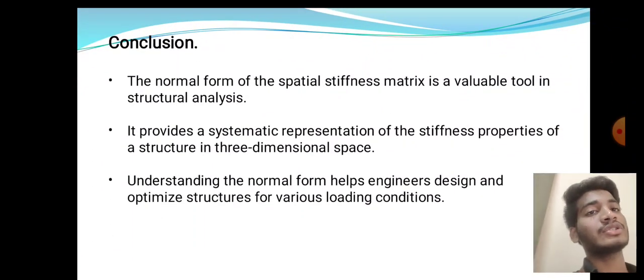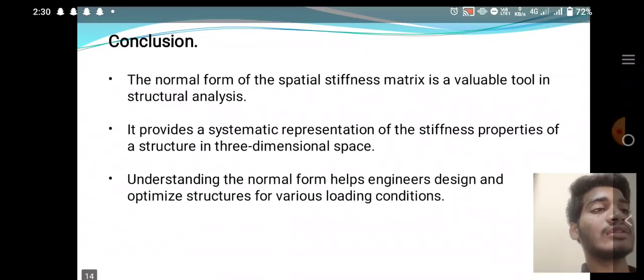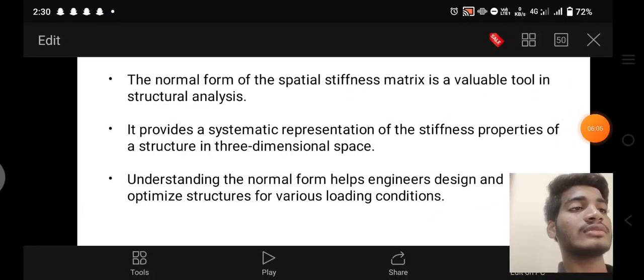Before going to the conclusion, let's revise what we have discussed in these overall slides. Okay, let's go.